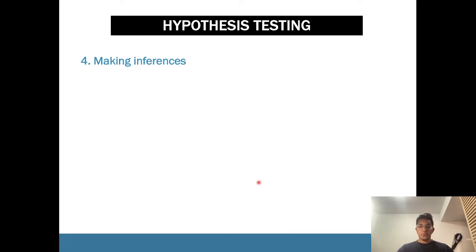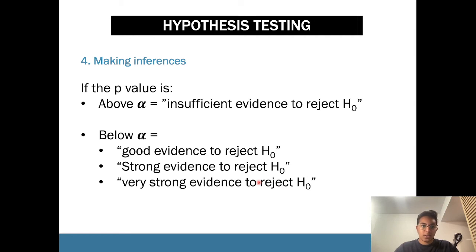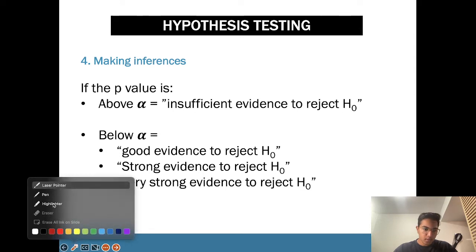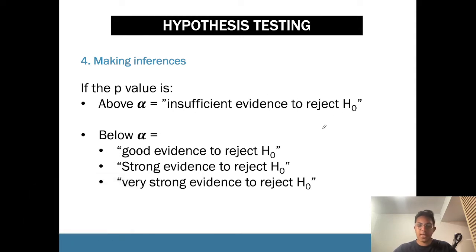All right, so we need to be able to make inferences from our calculations, right? So we need to be able to use alpha to do this. If the p-value is greater than alpha, then we don't have enough evidence to reject H0. So we have to say there is insufficient evidence to say that the new mean is different from the old mean.